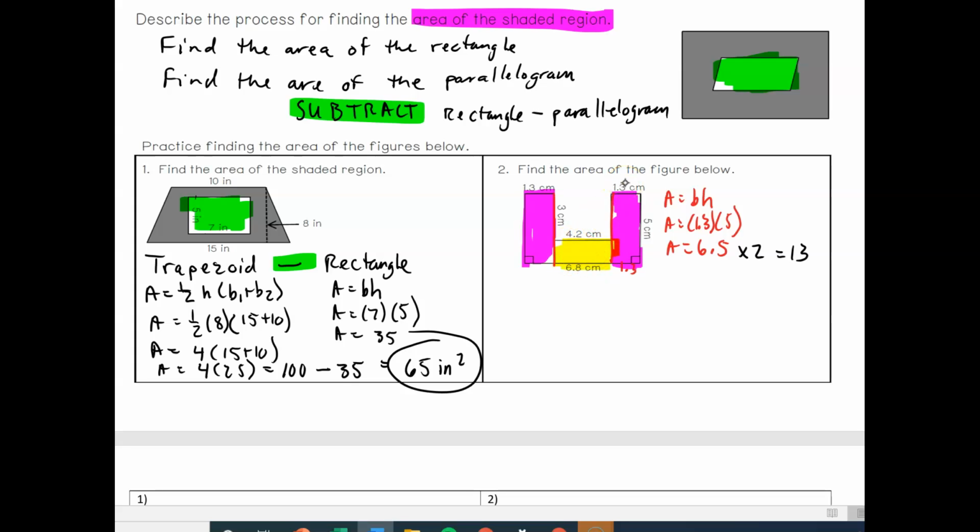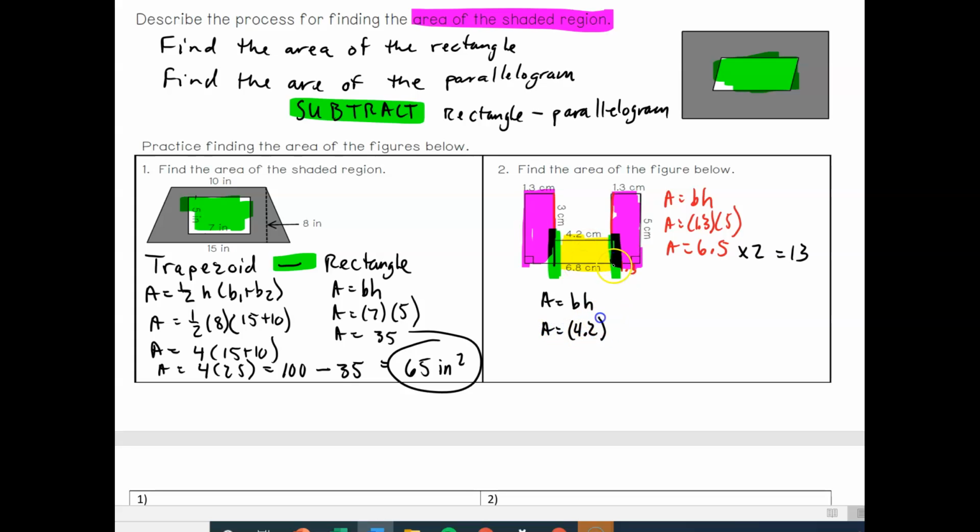And it's kind of tricky because you may say, oh, that base is 6.8. It's not. It's only 4.2 because it gets cut off right at these points right here, where the new rectangle starts, right at those green points. So the area of that is going to be still base times height. The area is going to be your base of 4.2.